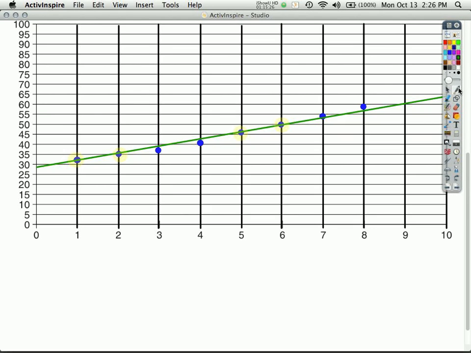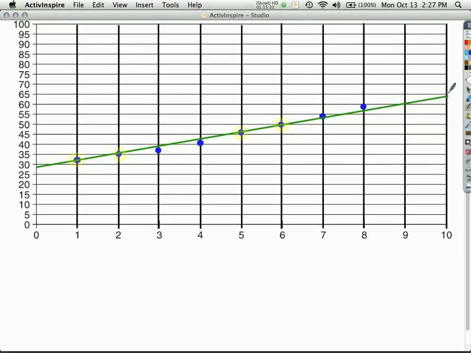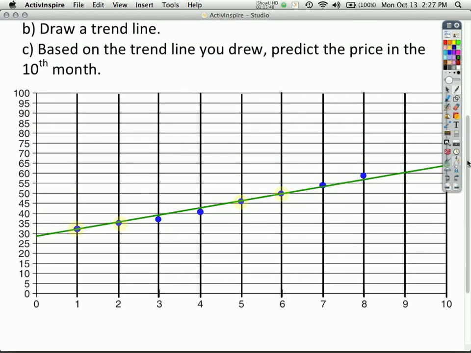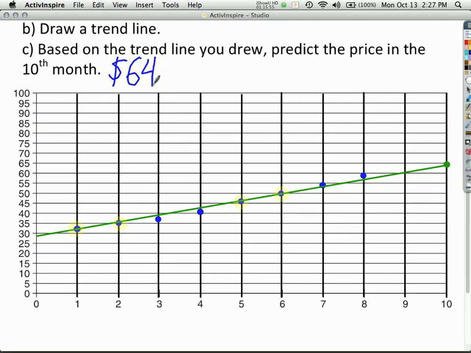So now let's look at this point right here. And what do we think that point is? So now come across on the y-axis, and it looks like the point was just below the 65. And so what we could say is that based on our trend line, this would be approximately $64 at the 10th month. And so we were able to make predictions.